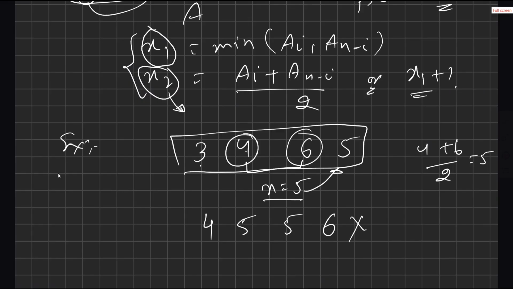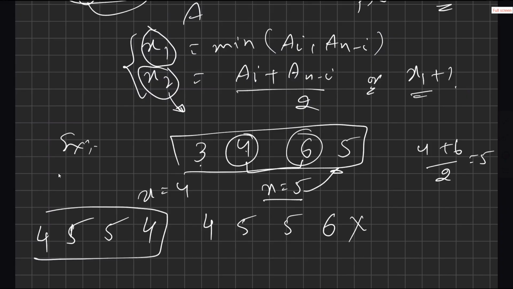How? If you choose x equals 4, what will happen is, since it is lesser, it is going to increase. It is equal, it is going to increase. It is greater, it is going to decrease. It is greater, it is going to decrease. So as you can see, this is a palindrome. So that's the result. Both the x values we have to choose and do the operation. So let's go to the algorithm.